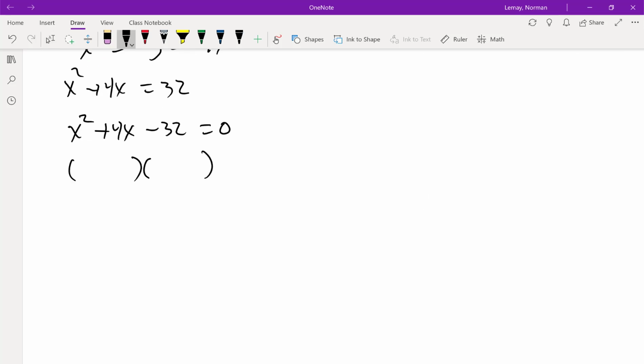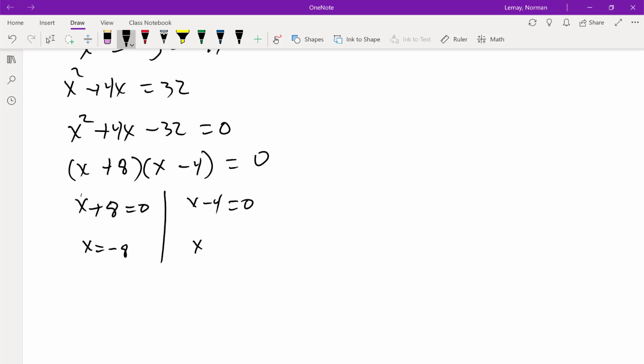I'm hoping at this point that we can see that this is x, and the factors of negative 32 that add up to 4 are plus 8 and minus 4. So we take x plus 8, set this equal to 0, so x equals negative 8, and x minus 4 equals 0, so x equals 4. I'm hoping that you can plug it back into here and see that this is a solution.